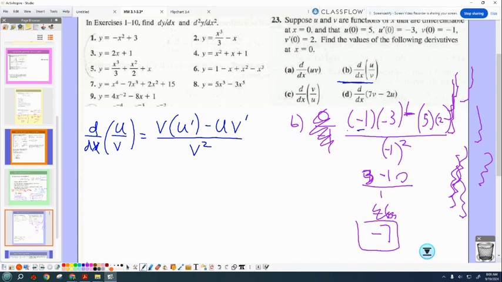Bottom, yep, times the derivative of the top, yep, minus, it's hard to erase on this board, so it's extra dark. Top times the derivative of the bottom over the bottom squared. And we get 3 minus 10 over 1, -7. You guys okay with following this kind of pattern?